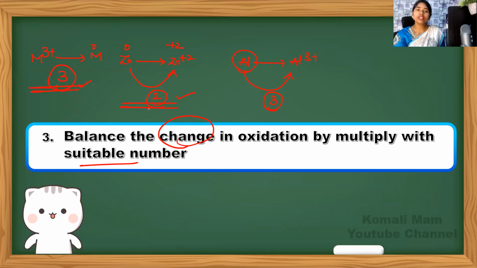Then what you have to do is make the change equal. So multiply with a suitable number. For example, here I multiply with a 3 and here I multiply with a 2, so that the change will become equal. In order to make it equal, I'm multiplying with a 3. That 3 you write here, 3. And here I'm multiplying with a 2. Just multiply with a 2. Later you can balance it. Is it clear? This is the third step.